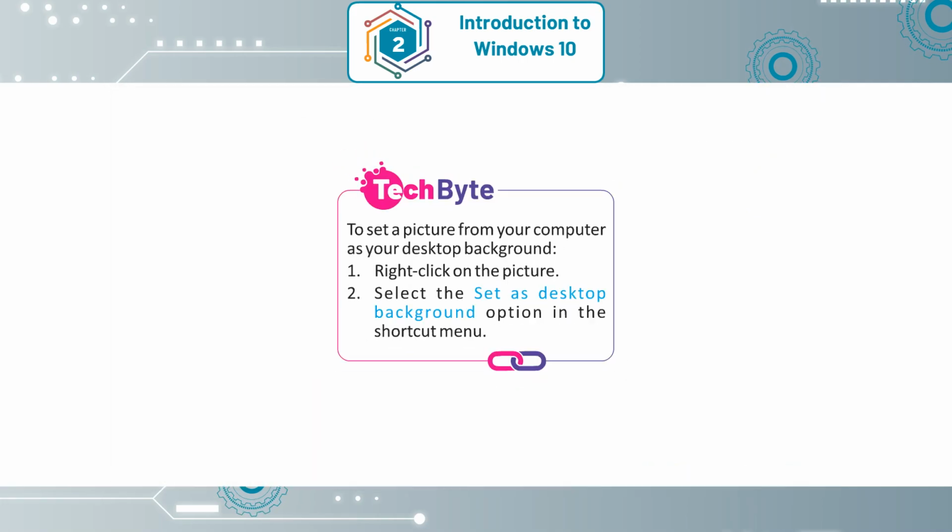Try it. To set a picture from your computer as your desktop background, 1. Right-click on the picture. 2. Select the Set as Desktop Background option in the shortcut menu.